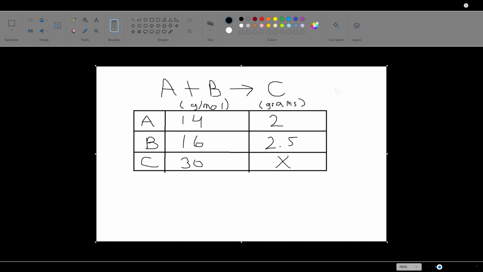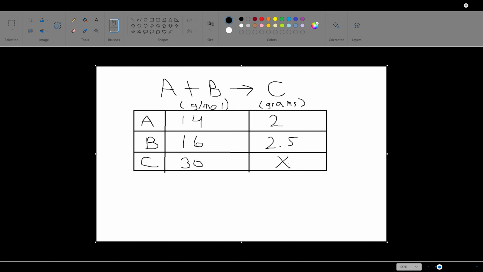Alright, so today we're going to be talking about theoretical yield and how to get your theoretical yield. And to do that, first you have to have your reaction. So here we have A plus B yields C. And then we have our table of our grams per mole and the gram amount that we have. And X is, of course, our theoretical yield that we're trying to find.